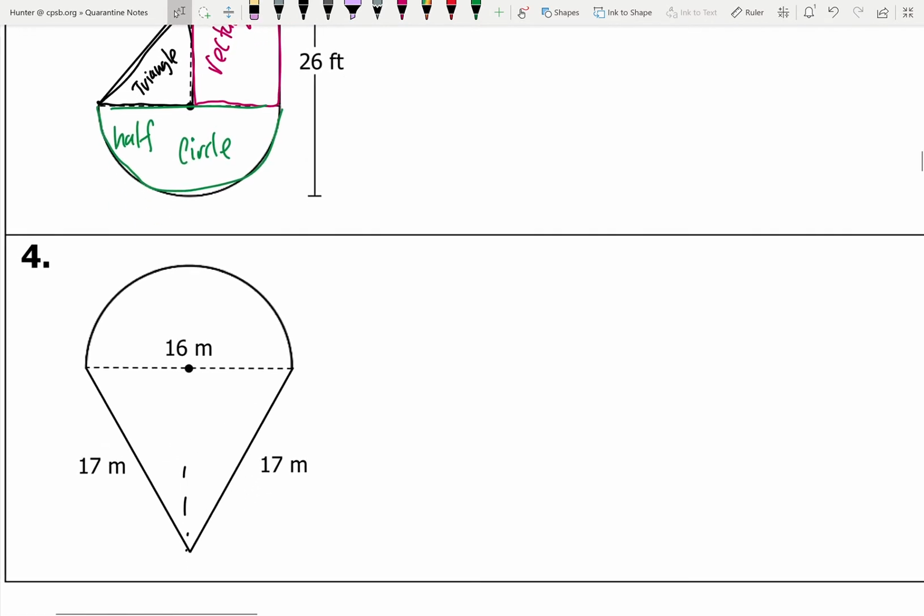Okay, next one. We have another half circle at the top.